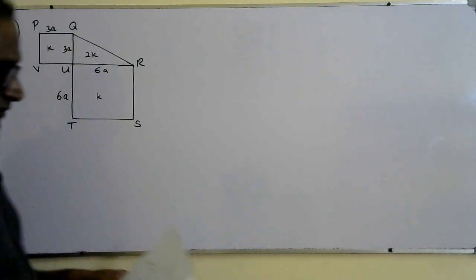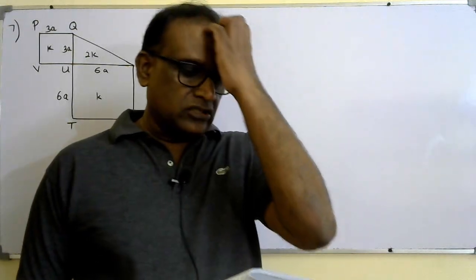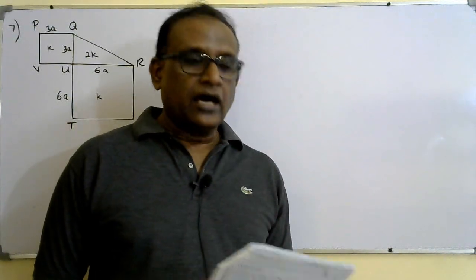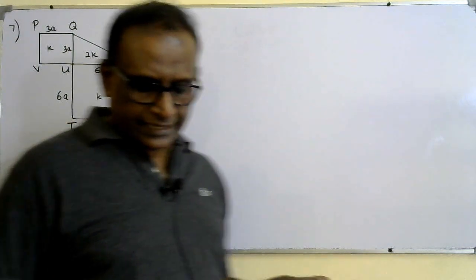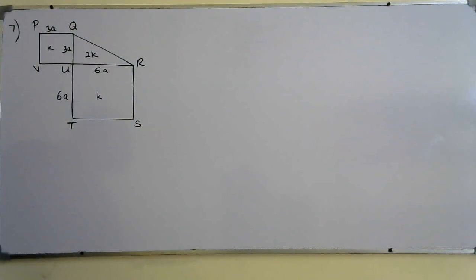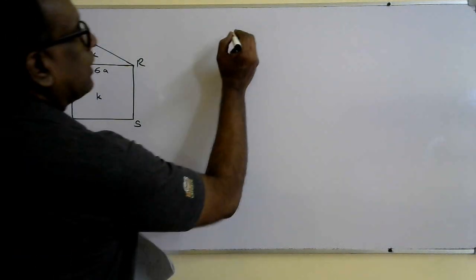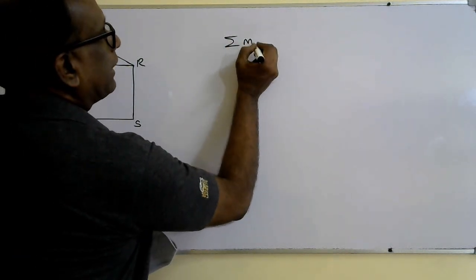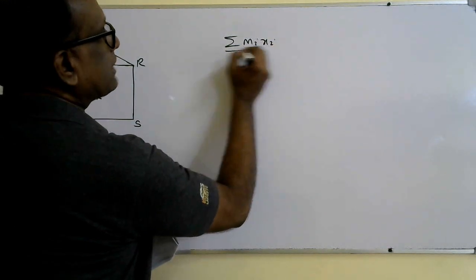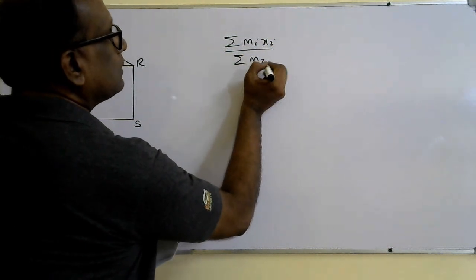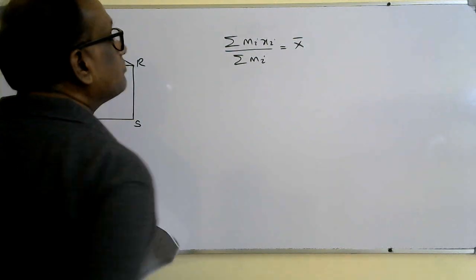Okay, question number 7. This diagram is given. This is related to center of mass. We know that when we are finding the center of mass, we use the standard equation sigma mi xi over sigma mi, which gives the center of mass x bar.